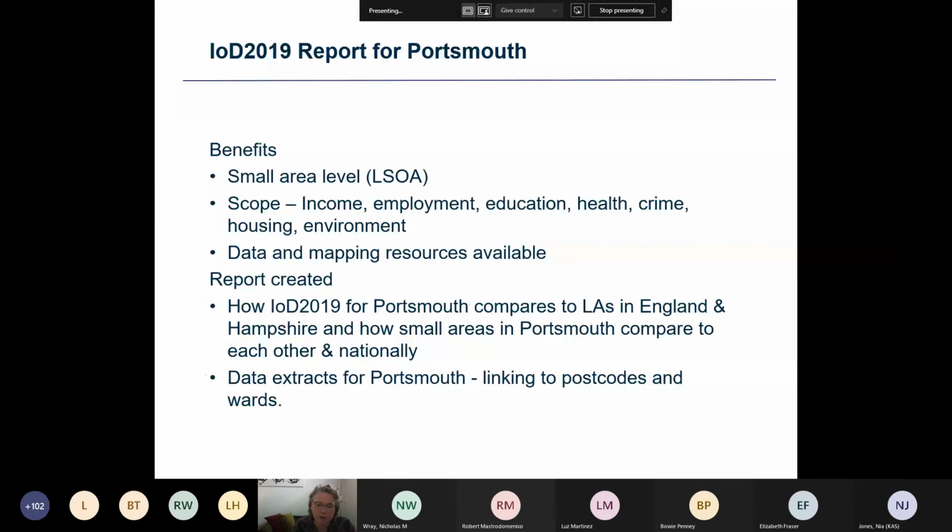We also created data abstracts for Portsmouth, including linking the LSOA level statistical geography to more familiar administrative geography of wards. Previously, it did talk about how postcodes are available. It's a very, very small area level. In fact, for local authority type level information, wards are more familiar to people than certainly more than LSOAs. So I'm going to give a few examples of what we looked at and what was the content of the report in the next few slides. So next slide, please.